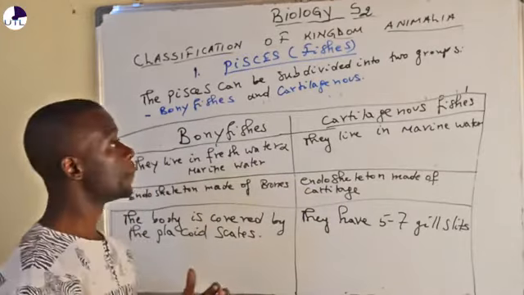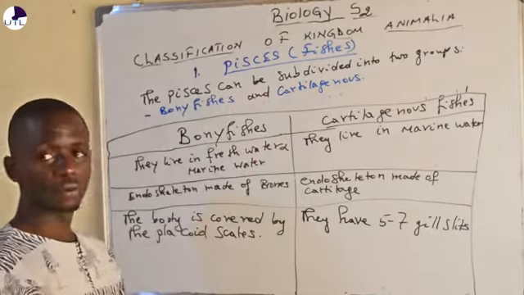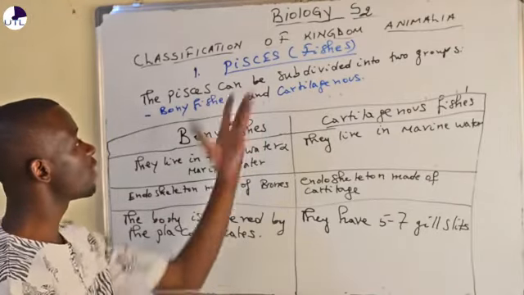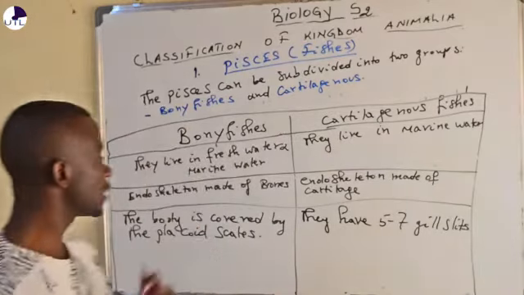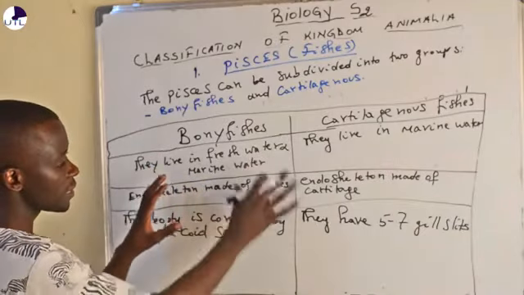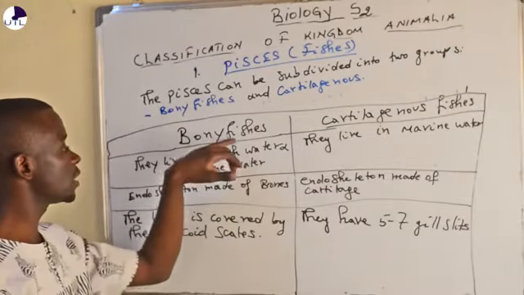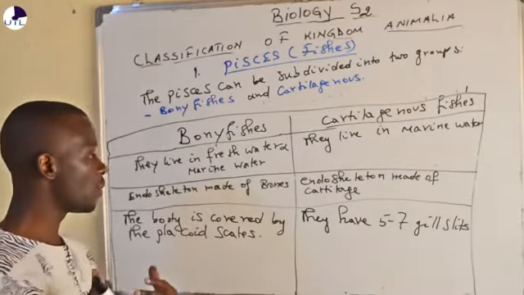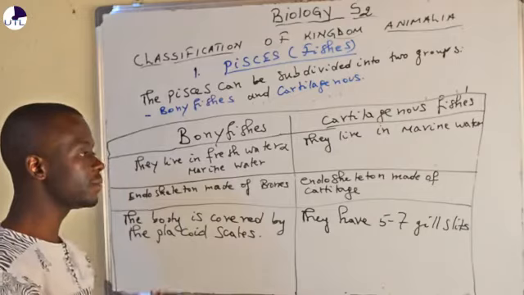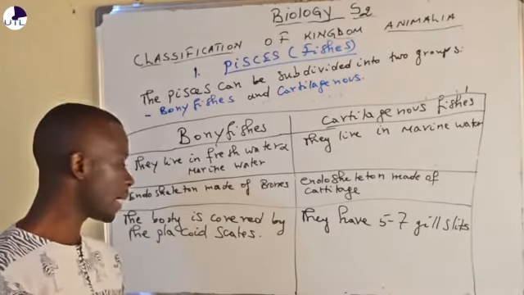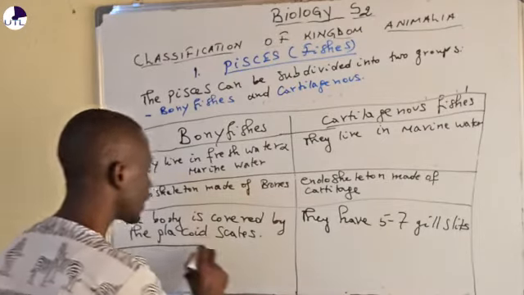So, dear students, this is it for the two subgroups of the class fishes. We can have bony fishes and cartilaginous fishes, and we saw the differences between them. And the key difference, the main difference, is that the bone fishes have an endoskeleton which is made up of bones, while the cartilaginous fishes have the endoskeleton which is made up of cartilage. And to summarize this one, we can give examples.